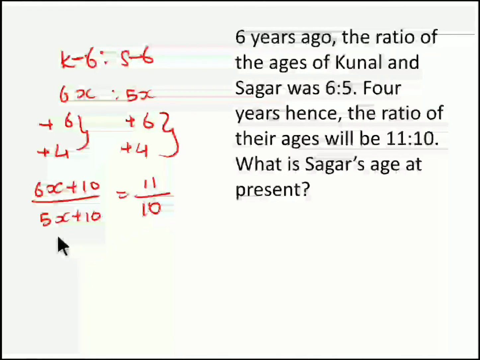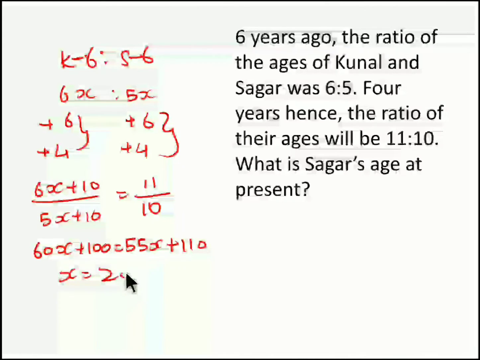Now when you cross multiply, you will get the x value. So when we cross multiply, we get 60x plus 100 equal to 55x plus 110. So here the x value, when you solve, you get 5x equals 10, so it's 2 years, right? So x value is nothing but 2 years.